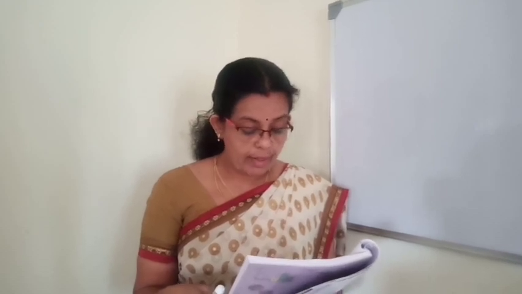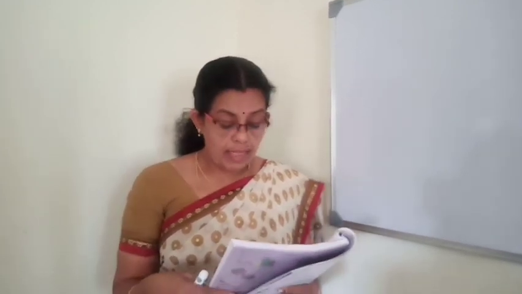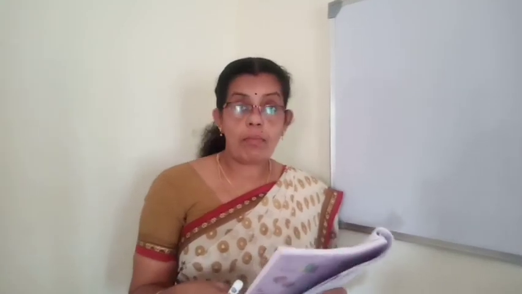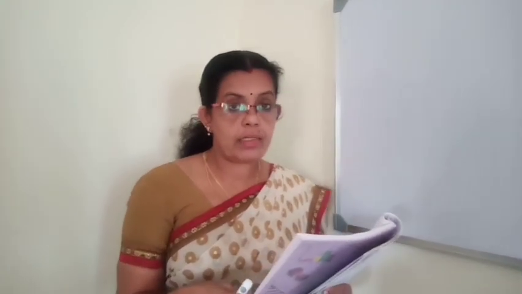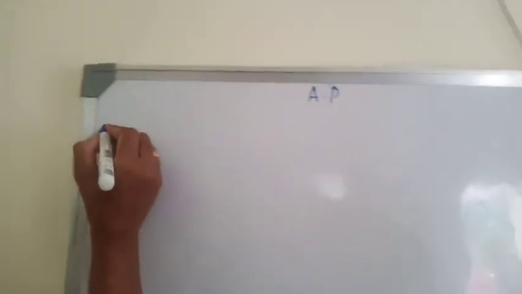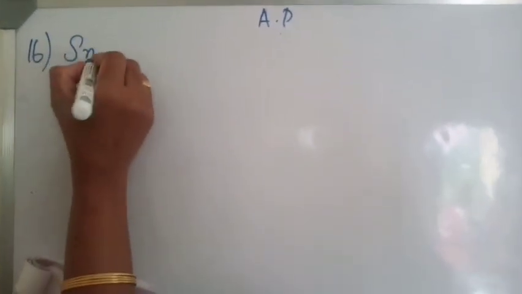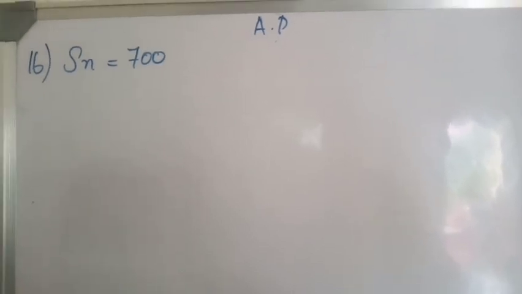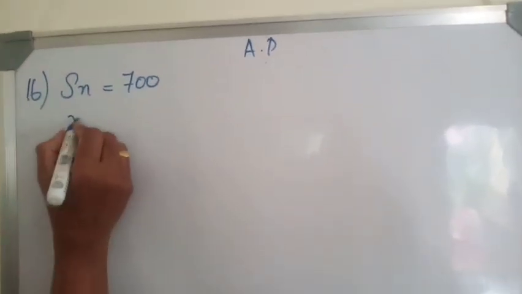Next question. A sum of 700 rupees is to be used to give 7 cash prizes to students of a school for their overall academic performance. If each prize is rupees 20 less than the preceding prize, find the value of each of the prizes. A sum of rupees 700. So, 700 is Sn. Sn is equal to 700. So, 700 rupees is divided into 7 cash prizes. So, N equals 7.